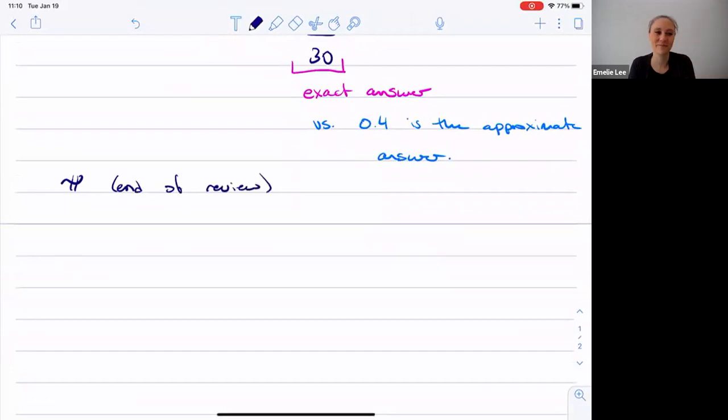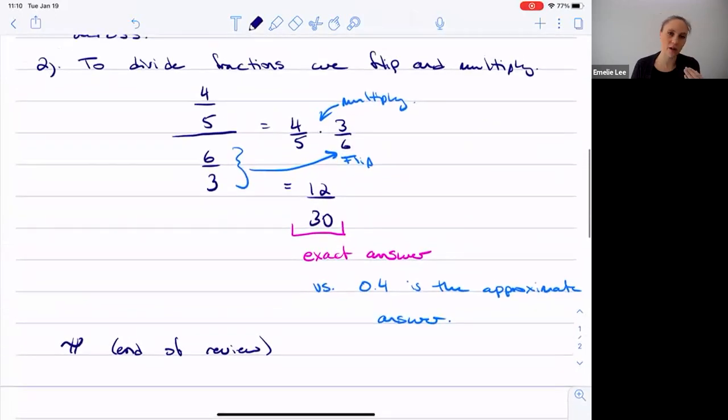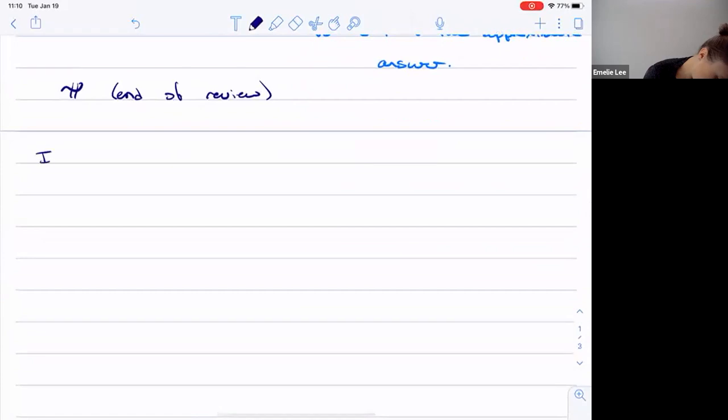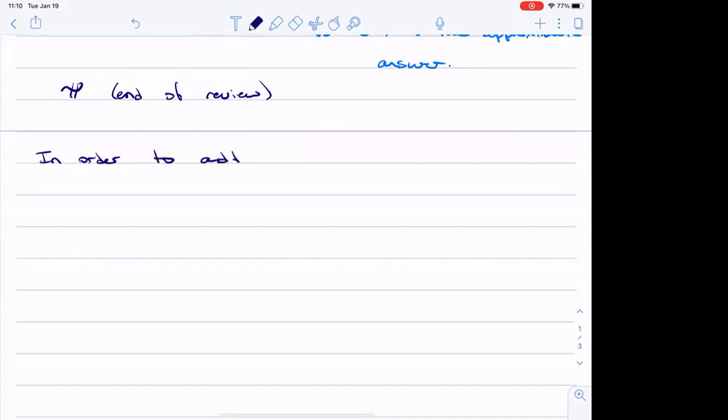Okay. Just until we know what all these things are. So if you're dividing fractions, then you have to flip and multiply. If you're adding fractions, we have to have a common denominator. Okay, so in order to add or subtract fractions.